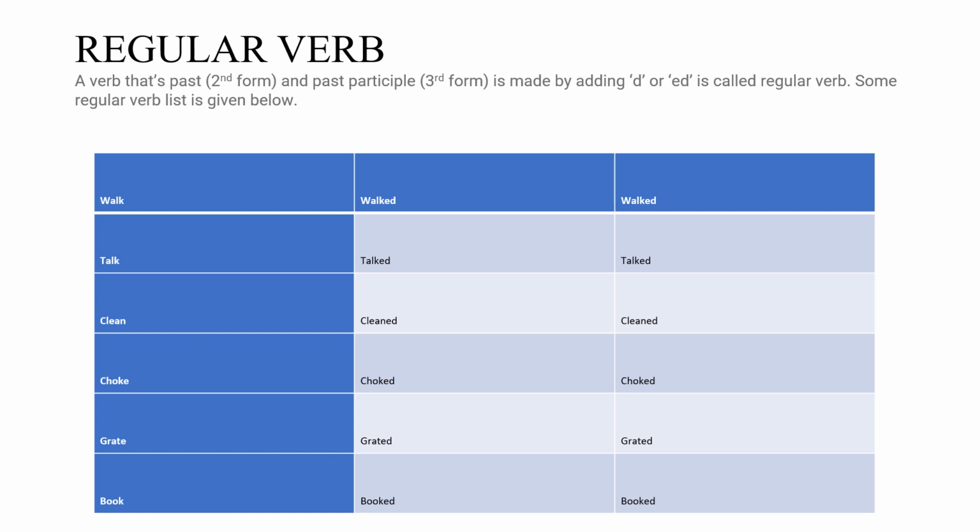Some regular verbs are listed below for identification. As we can see, walk, second form walked, walked. It's the addition of ed to the verb walk. Talk, talked, talked. Same, addition of ed. Clean, cleaned, cleaned. So the second form and third form are the same with the addition of ed. Choke, choked, choked. It's just the addition of d in this verb. Grate, grated, grated. Again, we can see that it's the addition of d over here. With book, you can see it's the addition of ed for both second and third form of the verb.